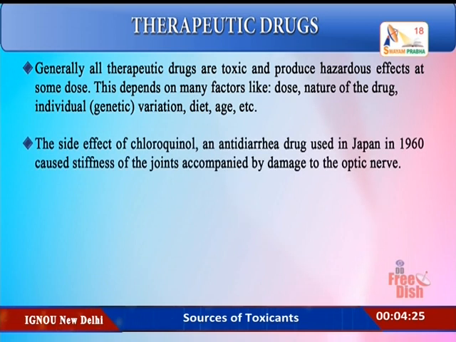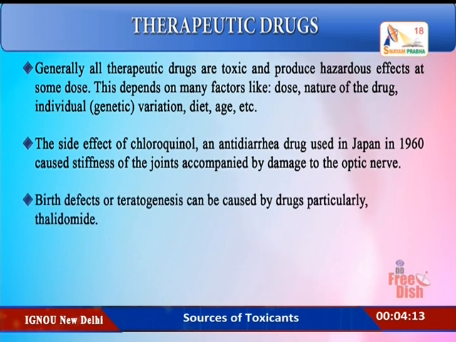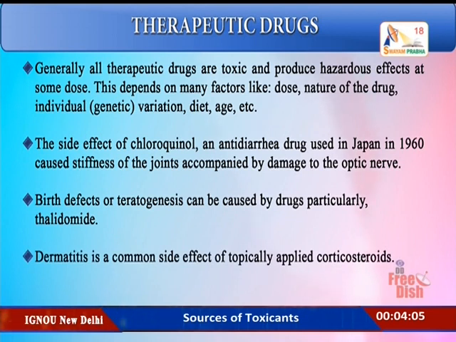The side effect of chloroquinol, an anti-diarrhea drug which was used in Japan in 1960, caused stiffness of the joints accompanied by damage also to the optic nerve. Birth defects and teratogenesis can be caused by drugs like thalidomide, which was given for morning sickness among women. Dermatitis is a common side effect of externally and topically applied corticosteroids.